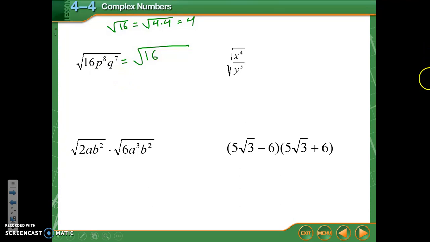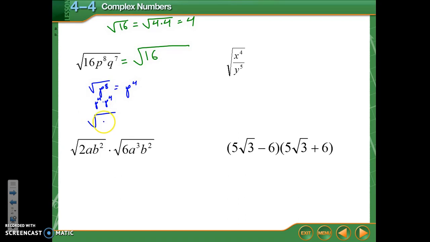So the square root of p to the 8th is going to be p to the 4th, because p to the 8th is p to the 4th times p to the 4th. Because remember, with exponents, when I multiply things with like bases, I add the exponents.